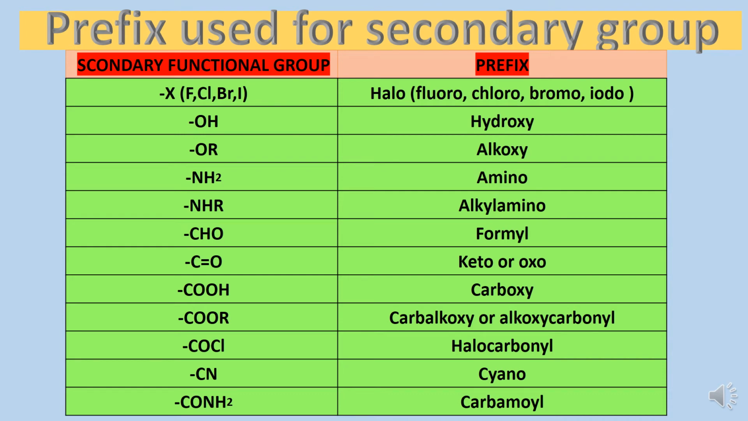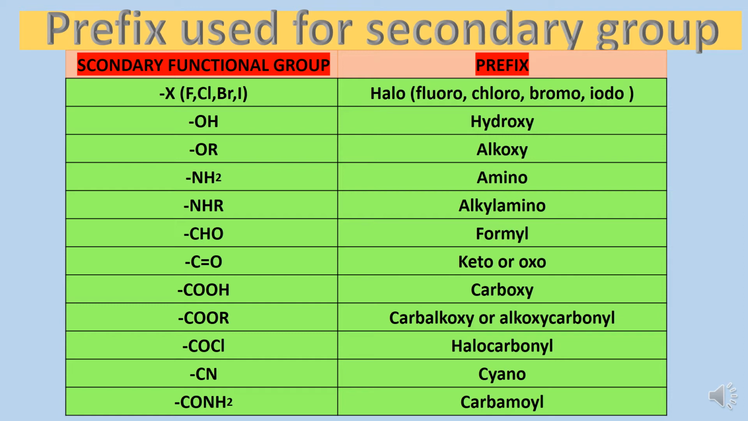If after selection of principal functional group, we need to name the other groups as substituents, these prefixes are to be used. For halogens, the prefix used is halo. For hydroxy group, alcohol group, the prefix used is hydroxy. For ether group, the prefix used is alkoxy. For amino group, the prefix used is amino. For a secondary amine group, the prefix used is alkyl amino, and if the amino group is tertiary amine, then it will be dialkyl amino.